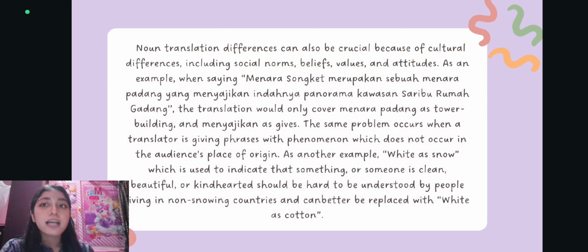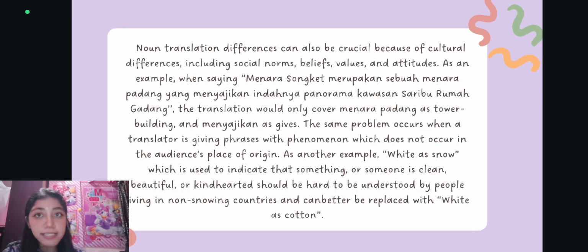And next, noun translation differences can also be crucial because of cultural differences, including social norms, beliefs, values, and attitudes. As an example, when saying "Menara Songket merupakan sebuah menara Padang yang menyajikan indahnya panorama kawasan seribu rumah gadang," the translation would only cover Menara Padang as tower building and menyajikan as gifts.